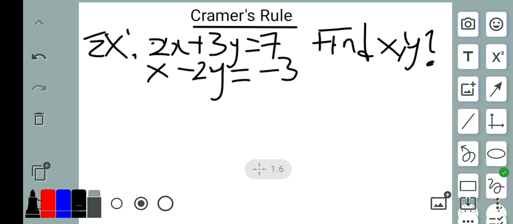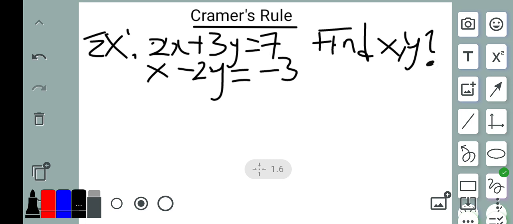So how do you find x and y using Cramer's rule? Very simple, very easy. First of all, we need to convert this to a matrix. This is the system of linear equations where you are trying to find the values of x and y. There are different methods we can use to solve these questions: elimination method, substitution method, graphical method, Gaussian elimination method. But just for today, we are using Cramer's rule, and Cramer's rule is very easy for solving such problems. So let's see how it goes.